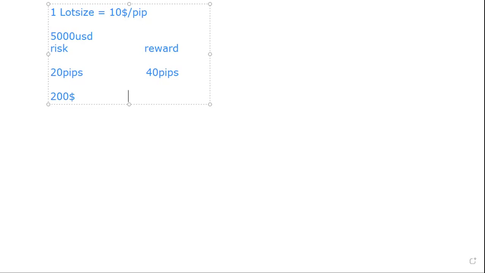Now let's go to the reward. What would that person be getting? So if it is $10 per pip, what about 400 pips? That person will be getting $400. Now let's go to another scenario.